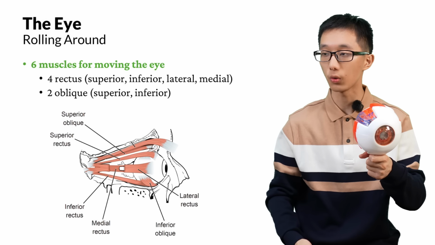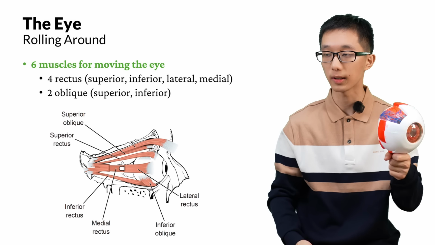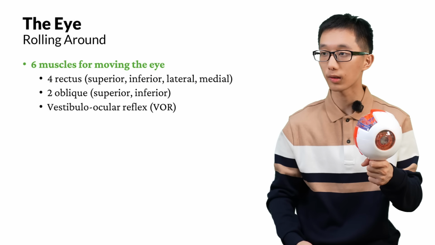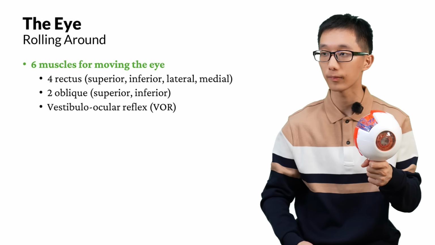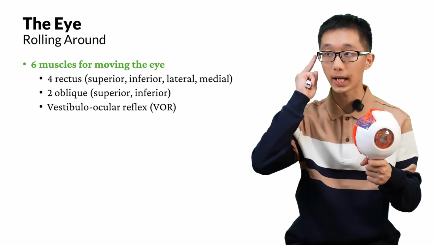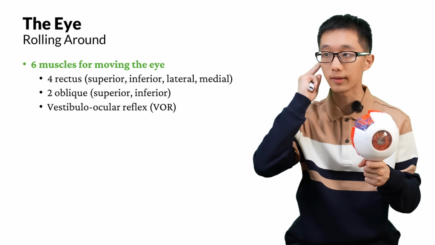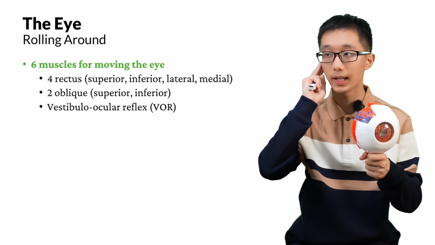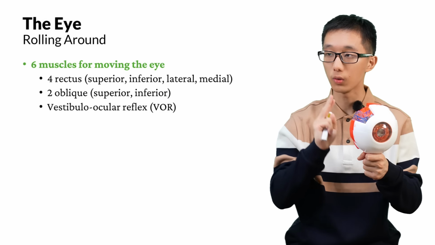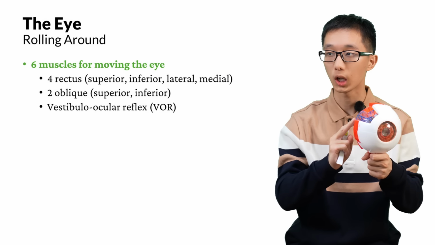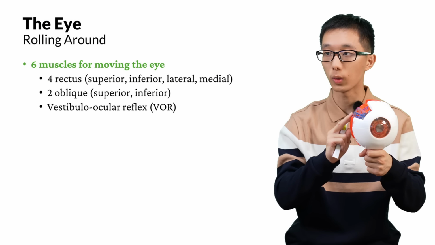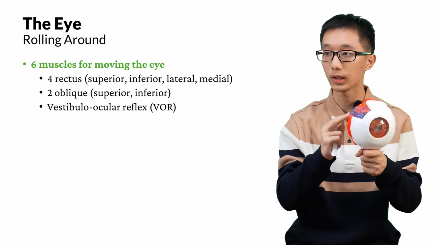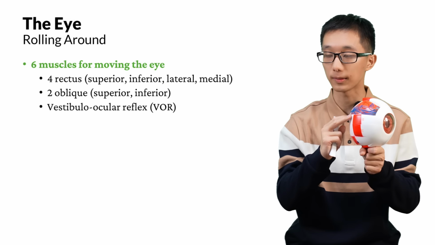These 6 muscles ensure that our eyes move very smoothly. These muscles are very important in a reflex called the vestibular ocular reflex. We sense the movement of our head using our vestibular organs in the ears. Then it gives information to the muscles around our eyes to help our eyes follow what we are looking at. So if you're looking at something while you are moving around, you can still fixate on it.